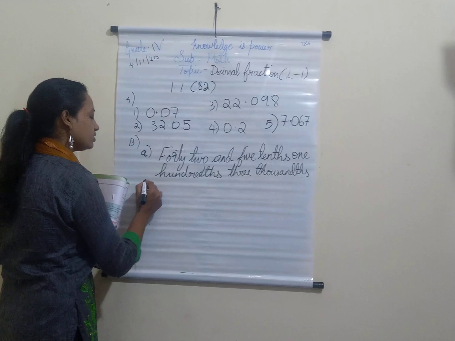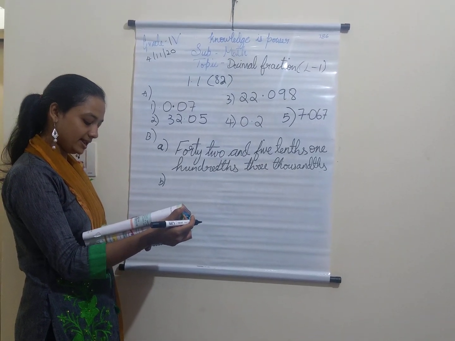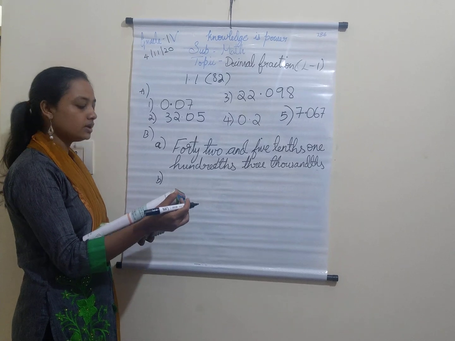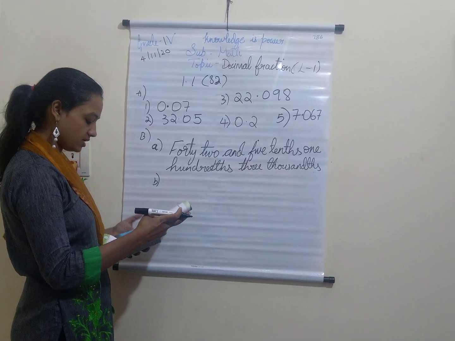So now let's go for the B. You have 74.846. You can write it in this way also. So I'll show you another way of writing it.